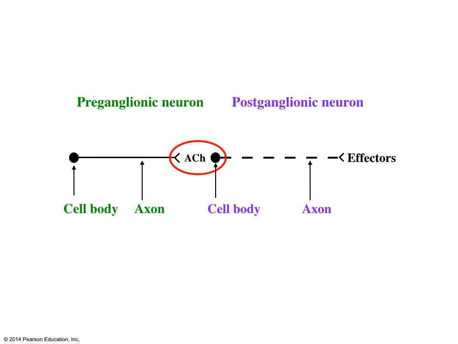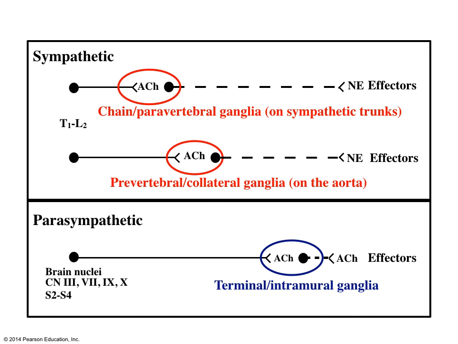Preganglionics will then synapse with the second neuron called the what? Postganglionic. The cell body indicated in a purple color here, the dark structure, and the dashed line represents the axon of the postganglionic neuron. And then, of course, postganglionics innervate the effectors.